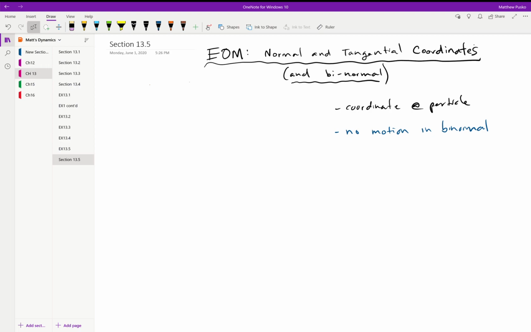Alright, let's look at equations of motion using normal and tangential coordinate systems now. We're also going to introduce this thing called the binormal. If we have a particle in a path, let's put that particle right here.